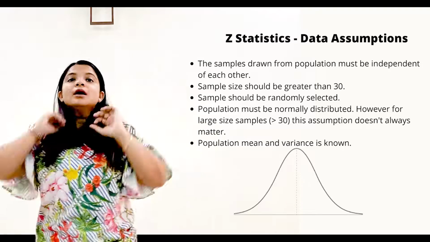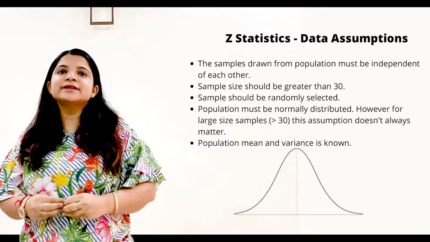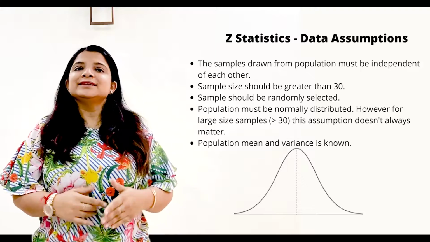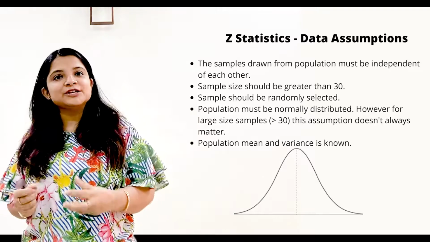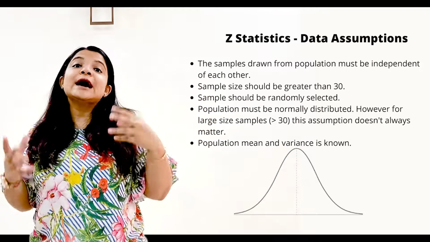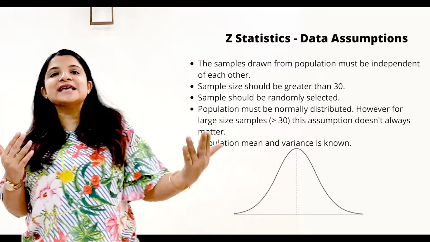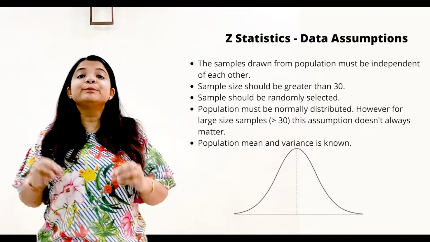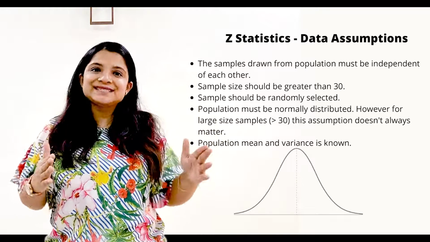Okay, now let's start. In order to calculate the Z test, there are certain data assumptions that you must keep in mind. I think I've covered them also. First, the population should be normally distributed. Secondly, the samples that you have chosen should be independent of each other. Thirdly, the samples chosen should be randomly selected. The size of the sample should be greater than 30. And most importantly, the mean and variance of the population that you are testing should be known.